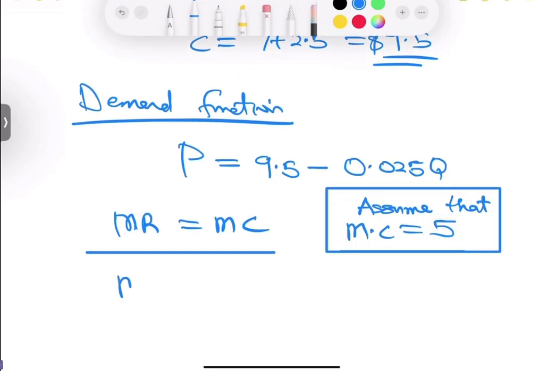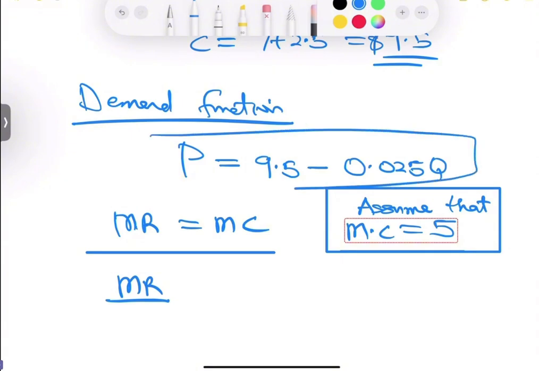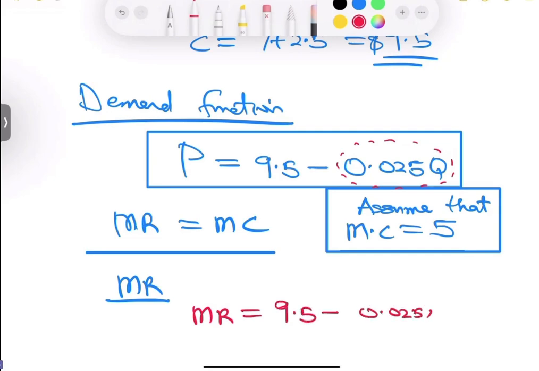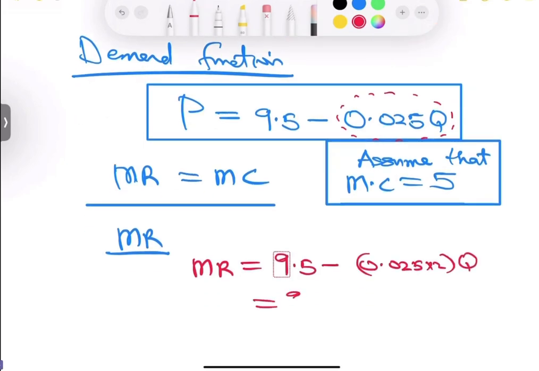In that case, what's our equation for marginal revenue? If this is the demand equation, the marginal revenue, like I told you earlier, is just to multiply this side by 2, and it becomes your marginal revenue function. So marginal revenue will equal 9.5 minus 0.025 times 2, then Q. And that becomes 9.5 minus 0.05 Q.